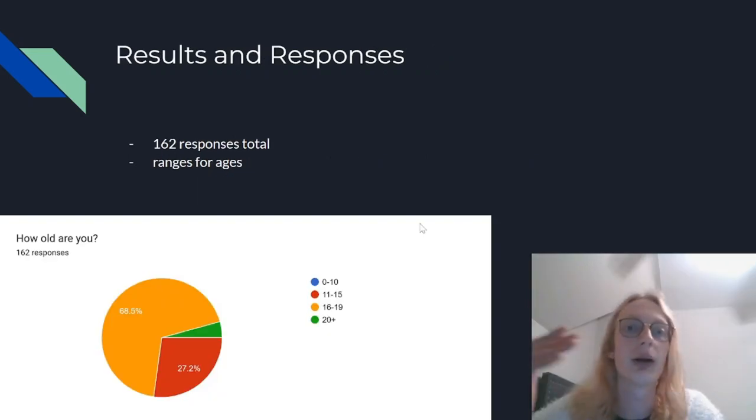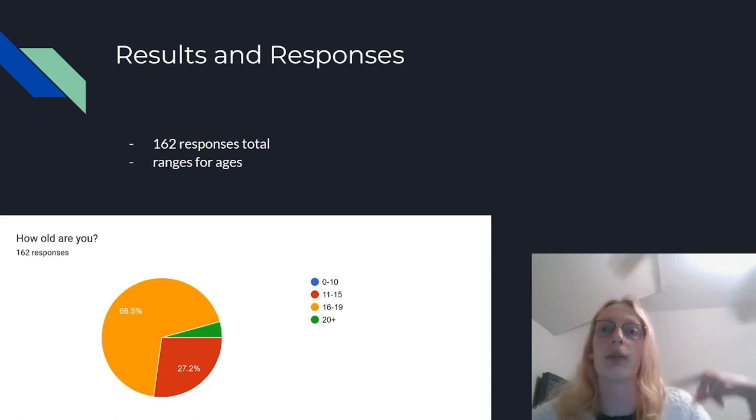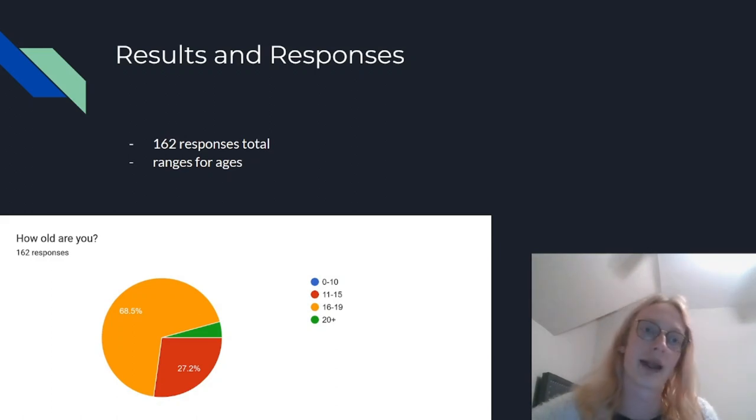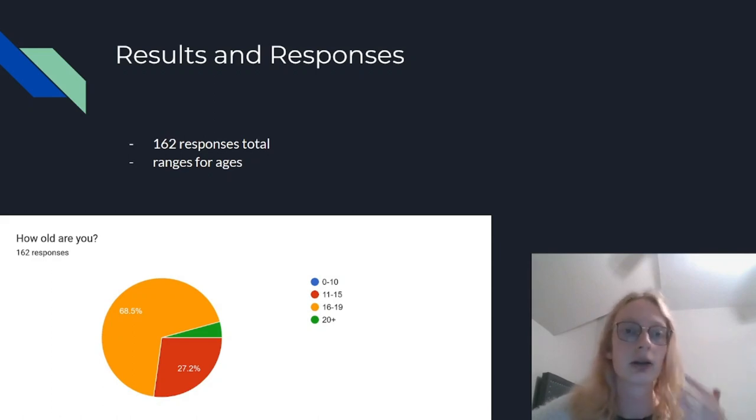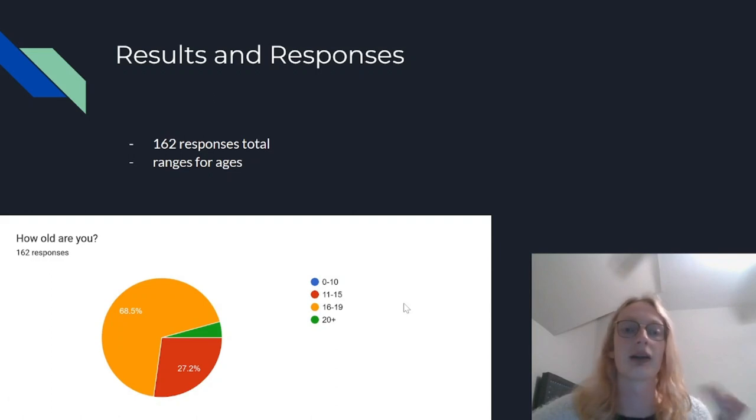So this is the first part of my results and responses portion. I had 162 responses total, and I have ranges for ages. Now, having ranges for all of my ages and my social media usages does add a bit of discrepancy to all of my data, because I'm not able to have a precise age or a precise social media usage, which doesn't matter for the ages, because I do not proceed to use any of my ages for any correlations thereafter, because of the huge discrepancy that you can see here with the 68.5% of people who are 16 to 19 years old.